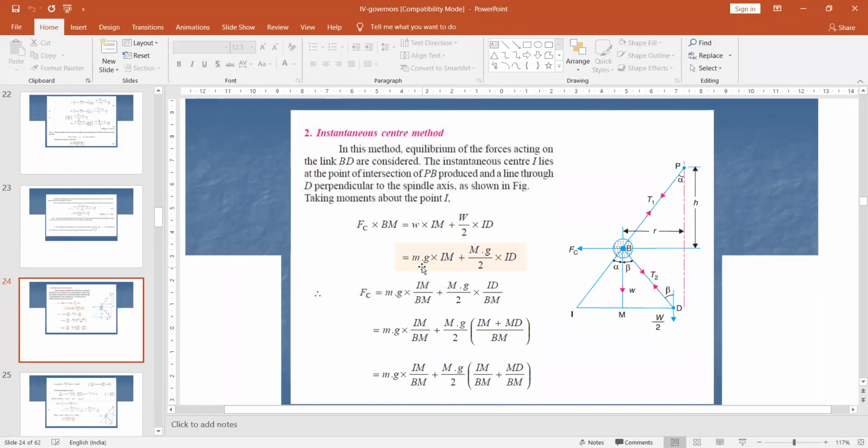Now all of you observe that small w and capital W are replaced in terms of mg. So that is small mg into IM plus capital MG by 2 into ID. Now FC equals, BM is sent to the right side. So small mg into IM by BM plus capital MG by 2 into ID by BM.